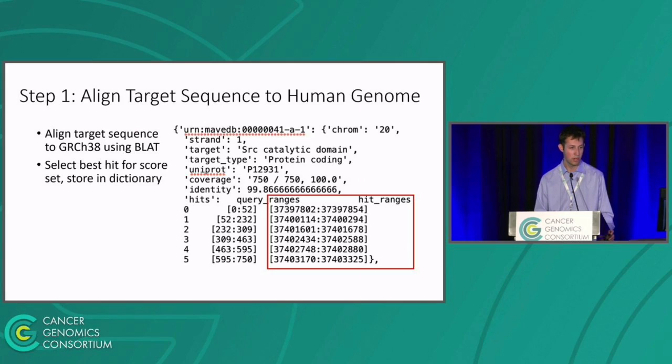For step 1, we align the target sequence for a score set to GRCh38 using BLAT. We select the best hit for a score set and store it in a dictionary. In this example, we have score set 41A1, and we record metadata including the chromosome, the strand orientation, the target name, target type, UniProt accession, and metrics of coverage and identity. But the main thing is, in the red box, the hit ranges, which correspond to the genomic coordinates for this target sequence. Here we have 6 different blocks that correspond to how the target sequence aligns to the human genome.